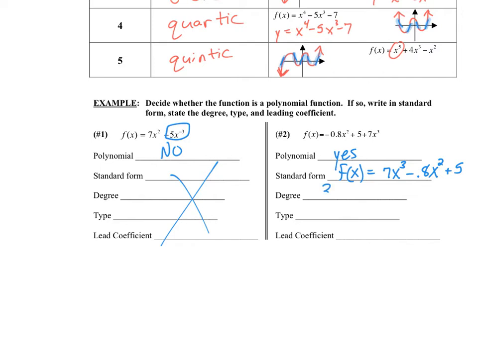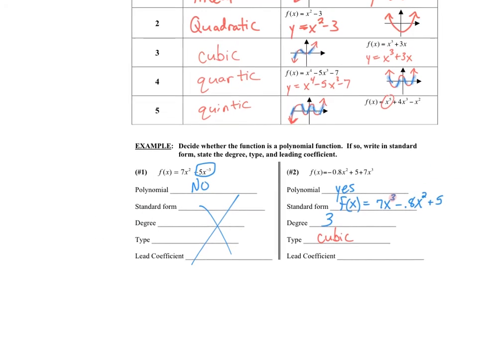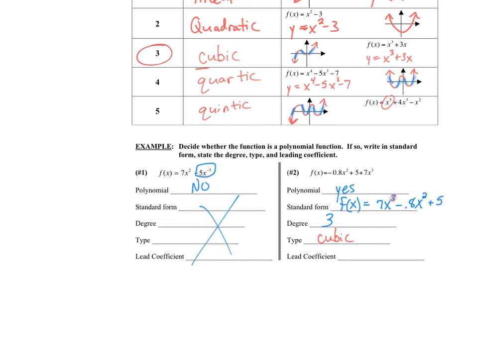The degree is 3 because the degree is the highest exponent. So if you look here, the highest exponent is 3. The type, since the degree is 3, is called a cubic. Okay, and that's from up here. 3 means it's a cubic. And the leading coefficient is 7.